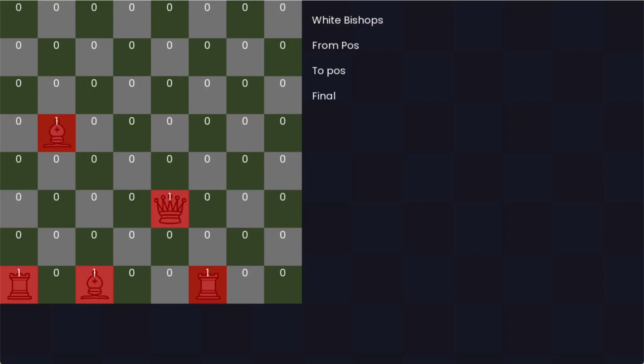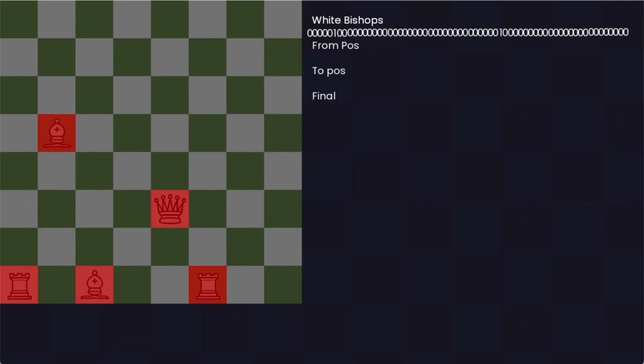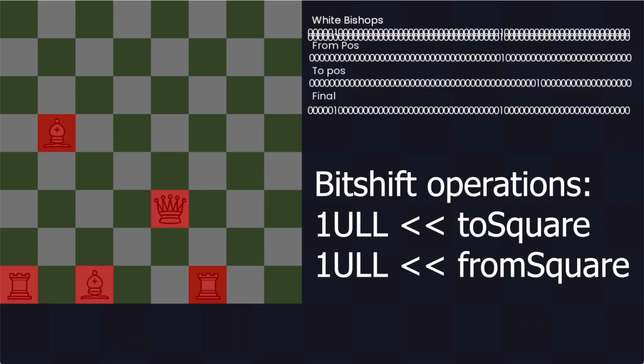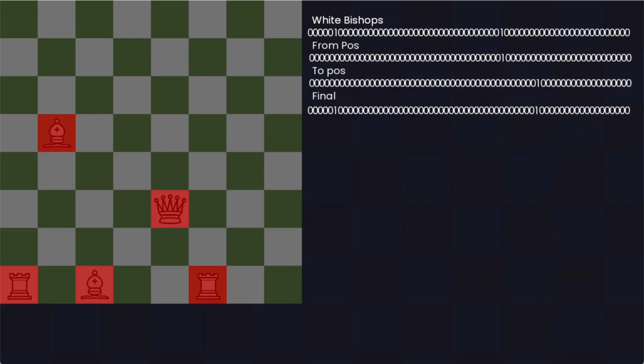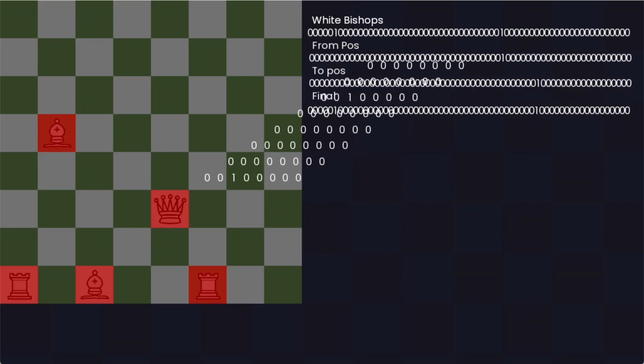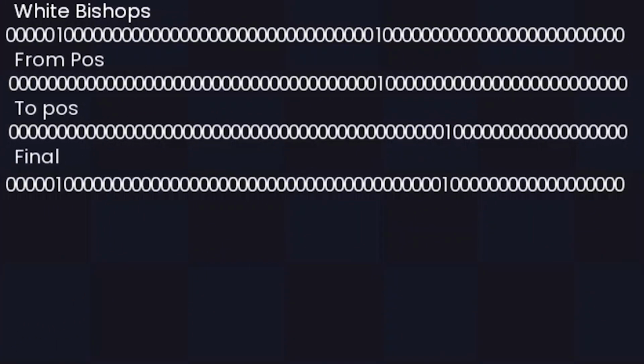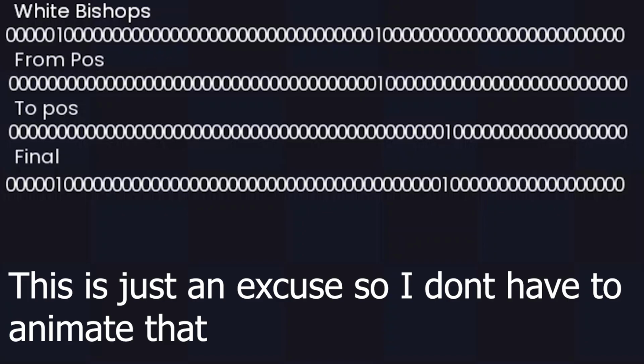So to make a move given a from square and a to square, we can create a bitboard with a bit at the from square and to square like this. Then we can OR the to square to the pieces bitboard and XOR the from square from the pieces bitboard. And bam, we can already make most moves. For moves like en passant and castling, we can actually just hard code it as they are just edge cases.